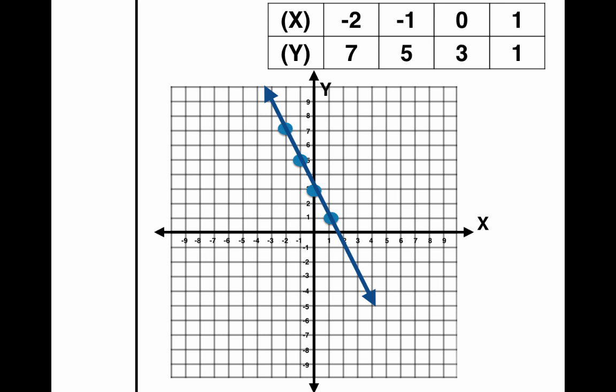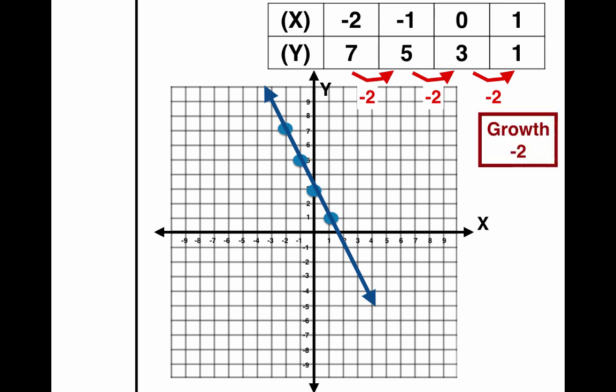So here we go. We're going to make that growth triangle in a second, but let's label in our table what's going on. It's going down to, down to, down to. The pattern is -2, -2, -2. So our growth is a -2. That's why our line looks like it's a negative slope.